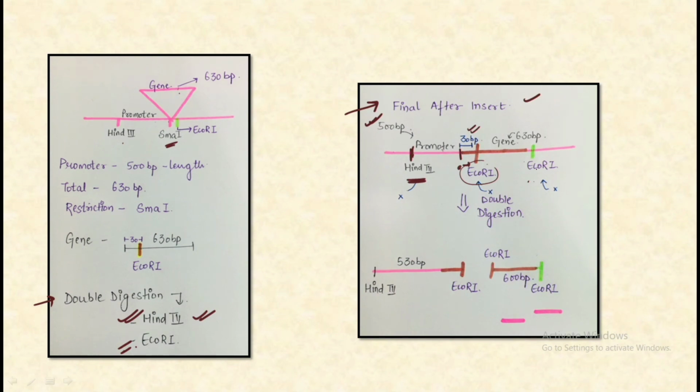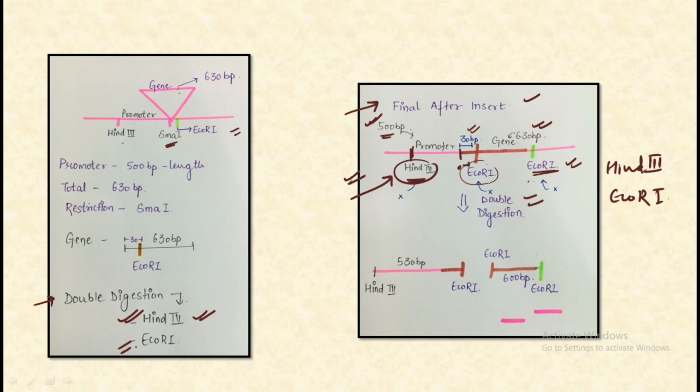At the end of that we have the EcoR1 site, which is actually from the vector we are focusing upon. So the gene is 630 base pairs and we have our promoter of 500 base pairs. Now the double digestion occurs, first with HindIII, second with EcoR1. So we have one HindIII site, so one digestion would occur at this place. We have 2 EcoR1 sites, so there would be 2 digestions occurring at these places.